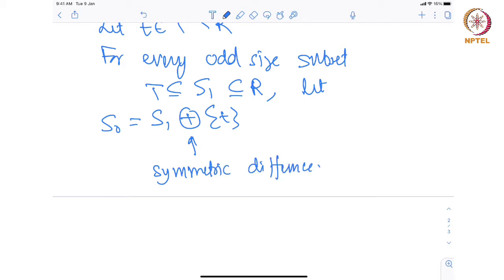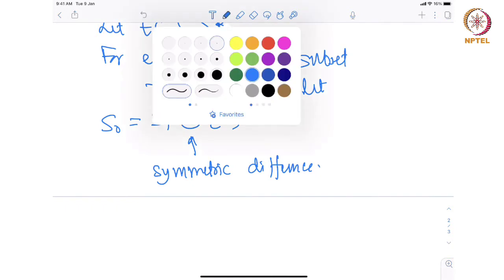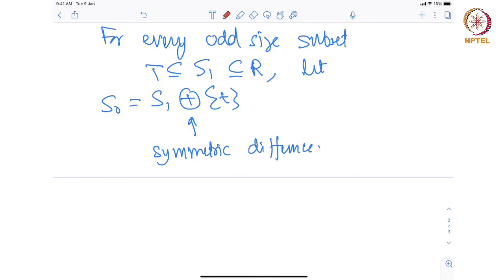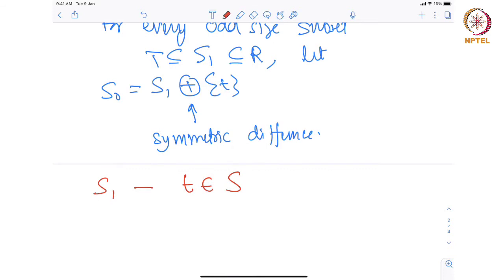Okay. So now notice, every odd size subsets. So now look at S1. What kind of set S1 can be? T could belong to S. If T belongs to S, then what is S0? S0 is S1. So what is symmetric difference?